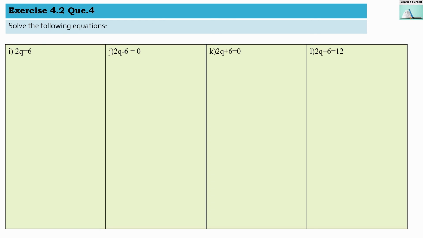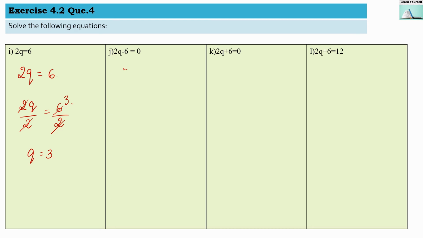Equation I is 2q equals to 6. So let us divide with 2 towards both the sides, so our variable will be separate. 2 threes are 6, and here 2 and 2 will get cancelled out. So q equals to 3 will be our answer.